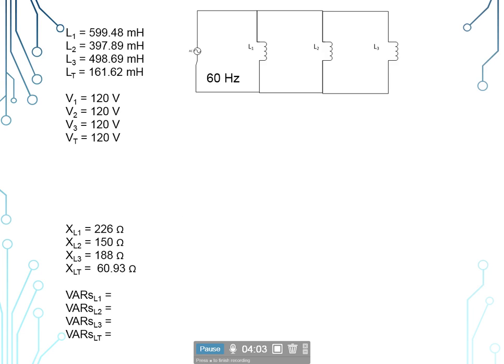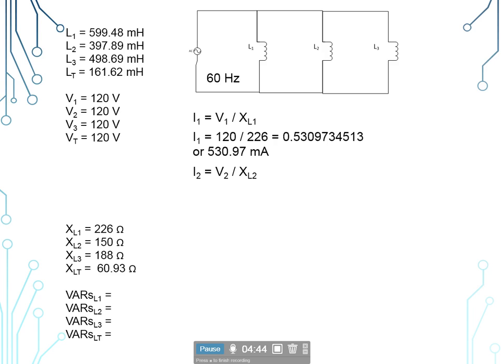Now we're going to look for currents. We're going to use Ohm's law on our currents now. So I sub 1 is equal to V sub 1 divided by X sub L1. So even though our voltage is 120 across all branches, we still want to be specific with which voltage. That way when we switch back and forth between series, parallel, and series-parallel, we don't get confused. We know exactly which voltage we're talking about. So 120 volts divided by the 226 ohms is going to give us 530.97 milliamps at that first inductor.